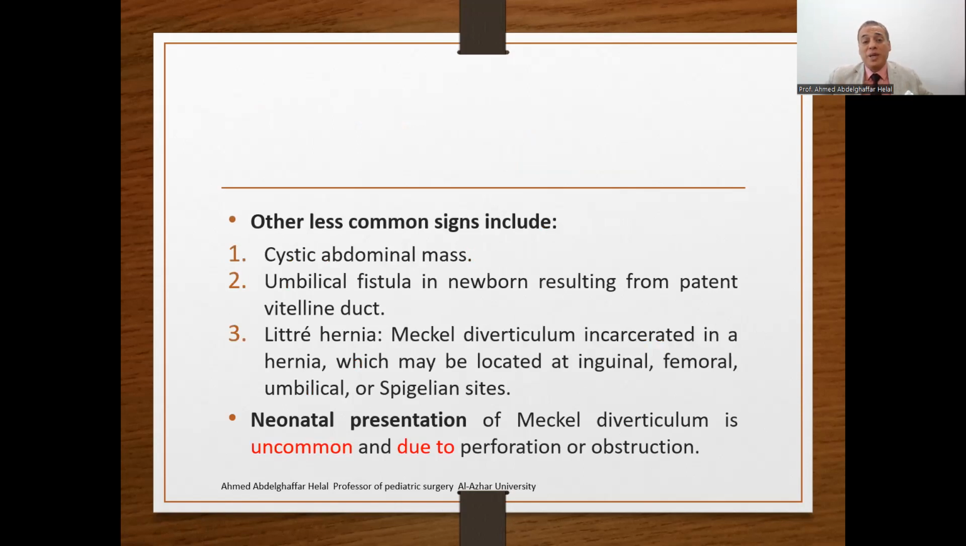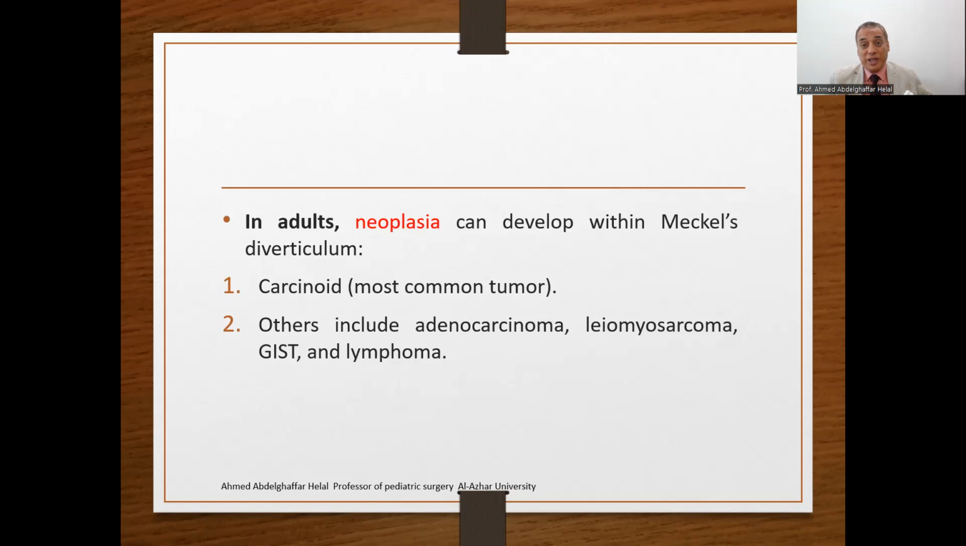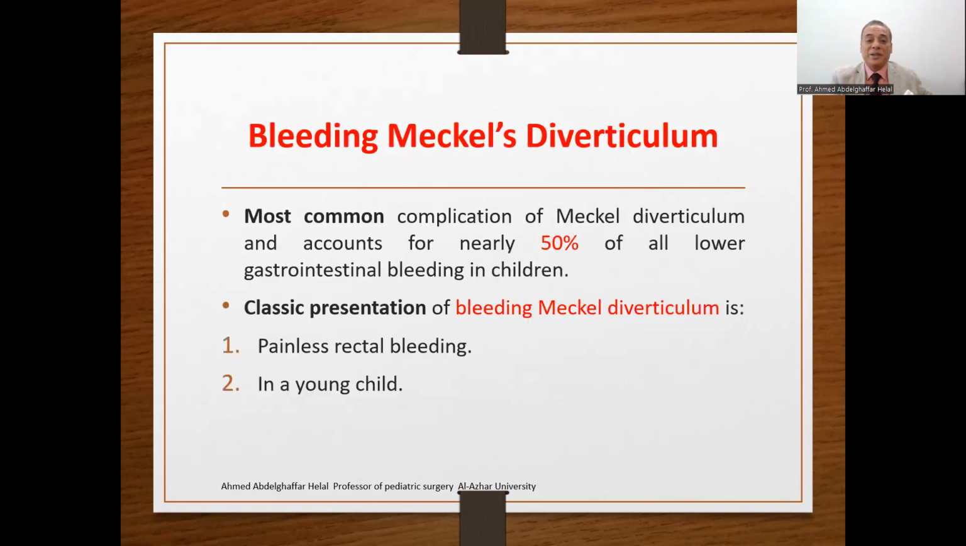Other less common signs include maybe a cystic abdominal mass, maybe an umbilical fistula if there is a complete patent duct, maybe a Littre hernia, Meckel diverticulum incarcerated in a hernia, which may be inguinal, femoral, or umbilical. Neonatal presentation of Meckel diverticulum is uncommon, usually due to perforation or obstruction. In adults, there are reported cases of neoplasia that can develop within the Meckel, such as carcinoid and neuroendocrine tumor. Also, other tumors like adenocarcinoma, leiomyosarcoma, gastrointestinal stromal tumor, GIST, and lymphoma may arise from Meckel, especially in the elderly.